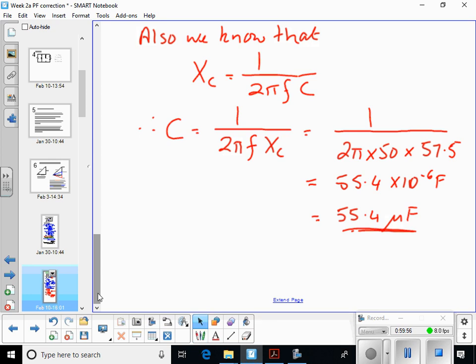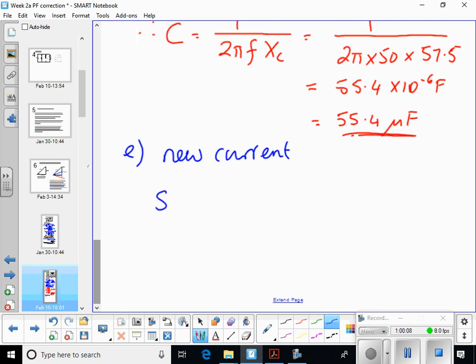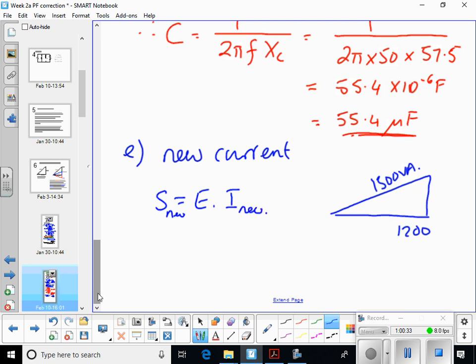And the last bit was to find the new current. We've got this triangle here now, where the power is still 1200 and that's 1500 VA. So S is E times I. We'll call it S new, I new. Therefore, the new current in the line is S new over E: 1500 over 200 equals 7.5 amps.